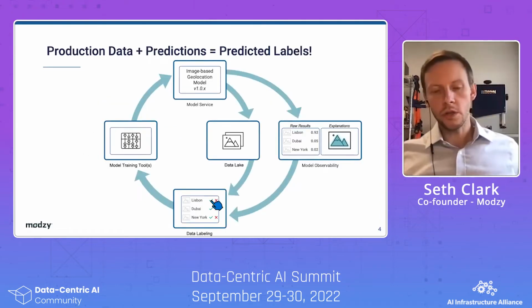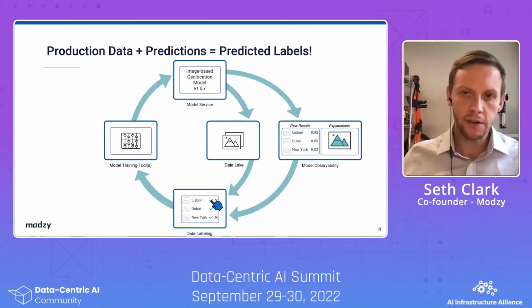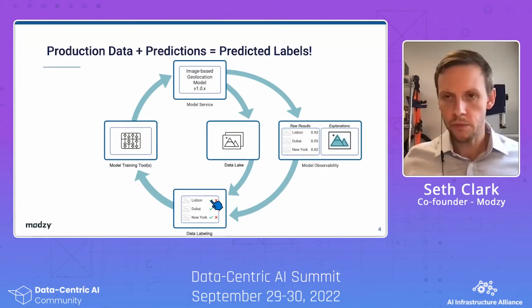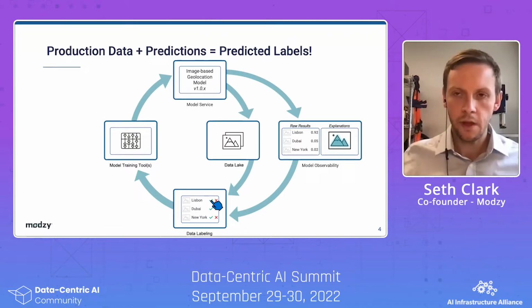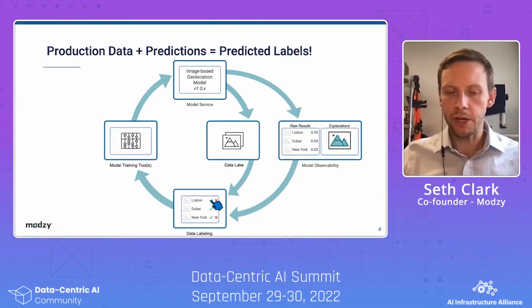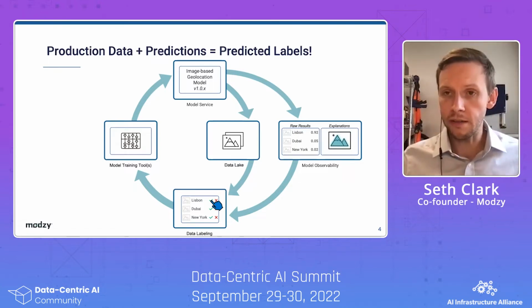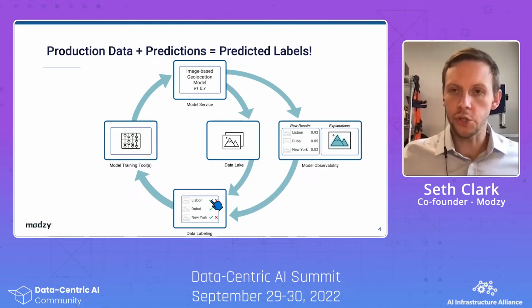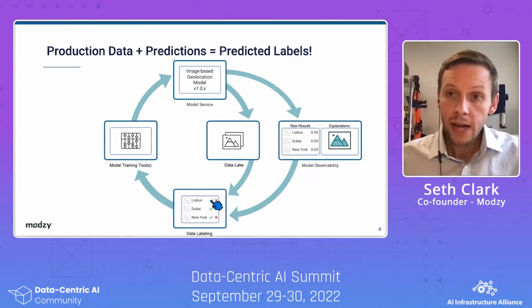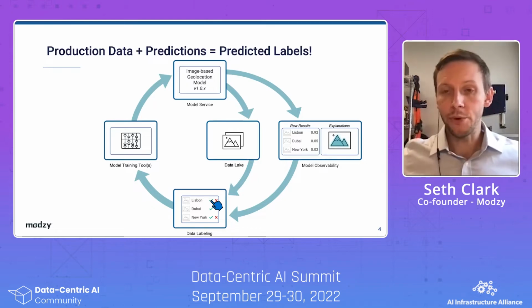Well, the great news is that your production data, along with the predictions generated by your model, are actually predicted labels. So you don't have to start from scratch. And with some simple architecture decisions, you can actually set up a training loop that allows you to take advantage of the fact that your model is probably pretty good at most of these predictions. And you can use those predictions to actually preemptively label the images that you'll use to train that model again in the future.